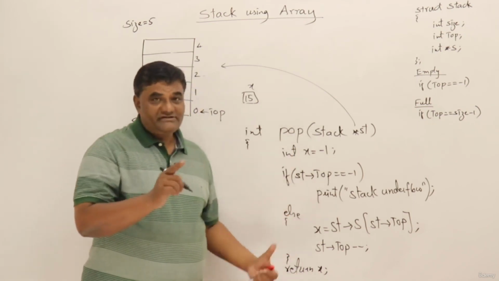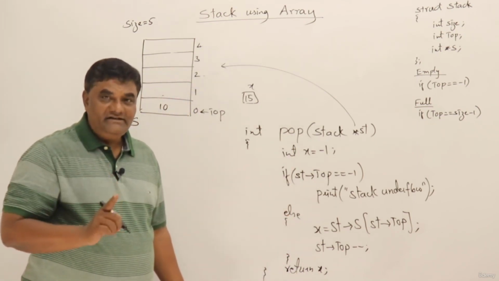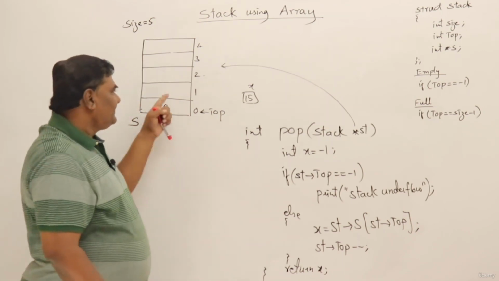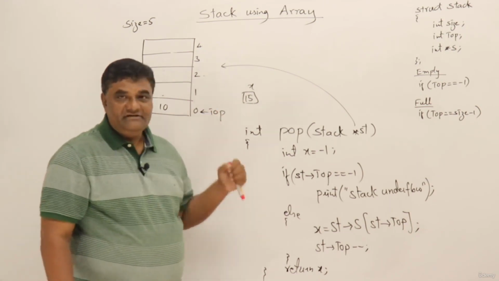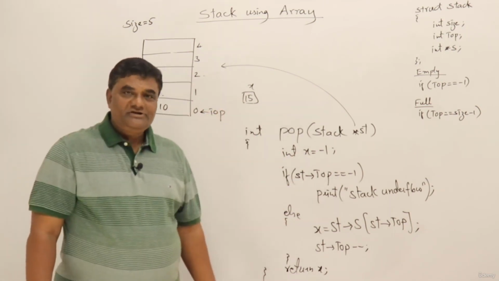So if this function is returning -1, it means the stack is empty. There is nothing to delete. Otherwise, it returns the deleted value. Like here, just now we had 15, so we got 15. If nothing is there, then it will be -1 only. That's all about push and pop.